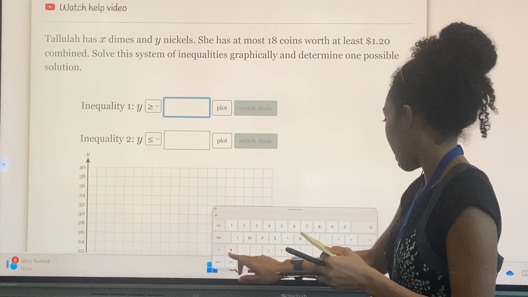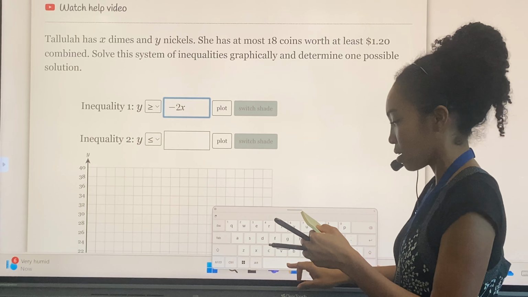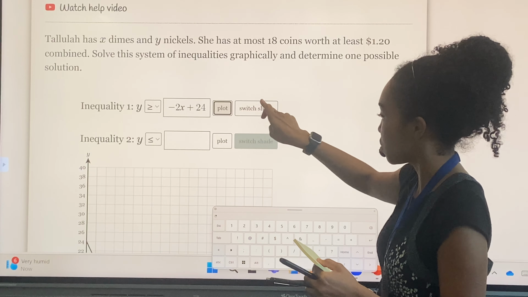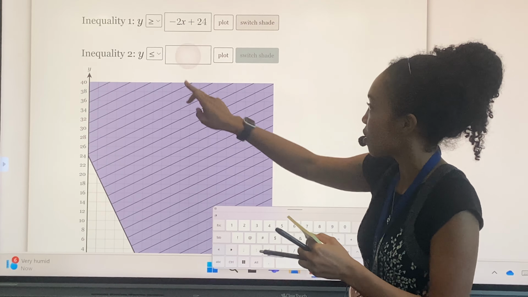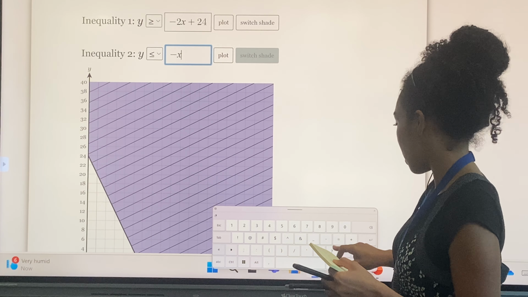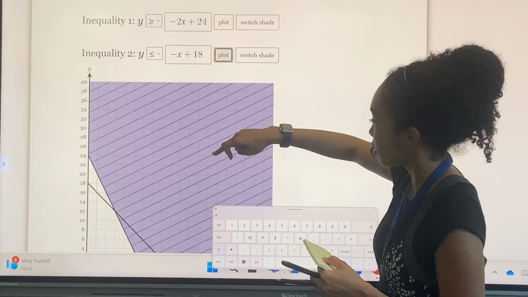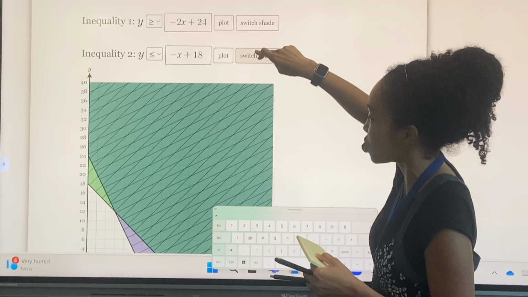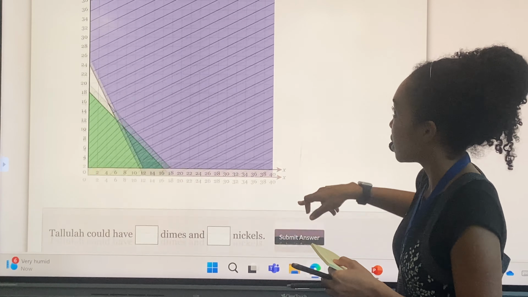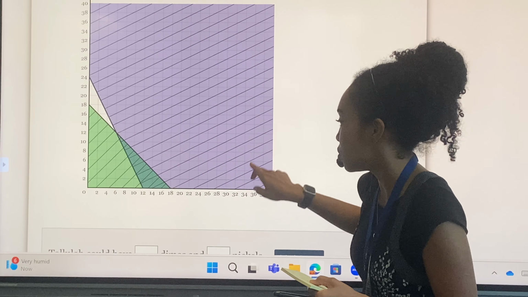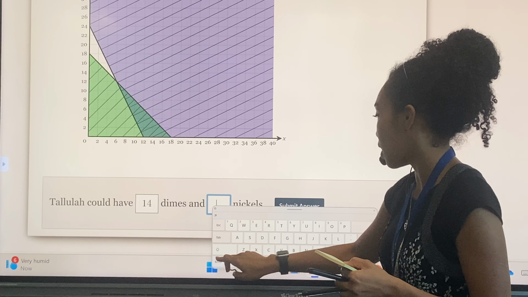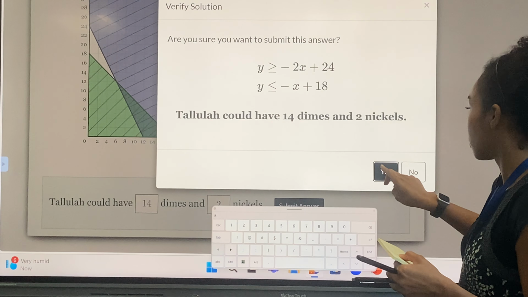Okay, my first equation, I have negative 2x plus 24. Plot it, and that's the greater than symbol, so I want to shade above, right there. Your next equation is y is less than or equal to negative x plus 18. Plot it, there it is, and this is a less than symbol, so you want it to shade below the line. So this is my double shaded area, and I have dimes and nickels. So I'm going to do 14 and 2. That's a point that's inside of my solution set. 14 and 2. There you go.